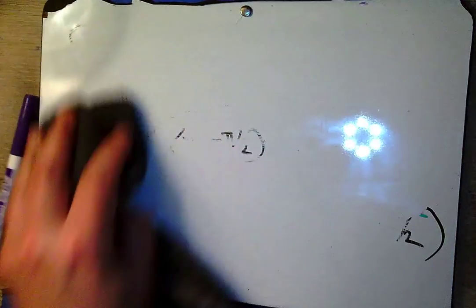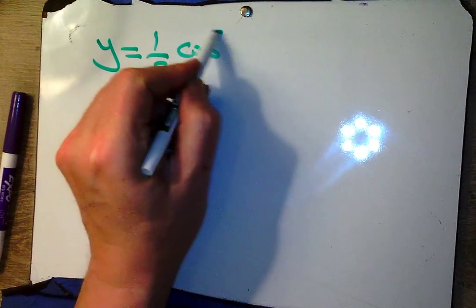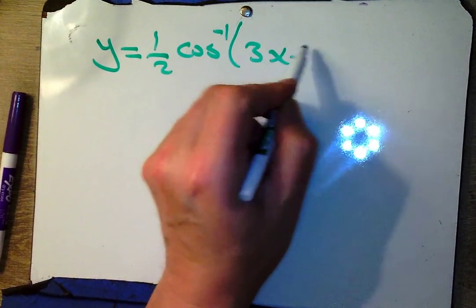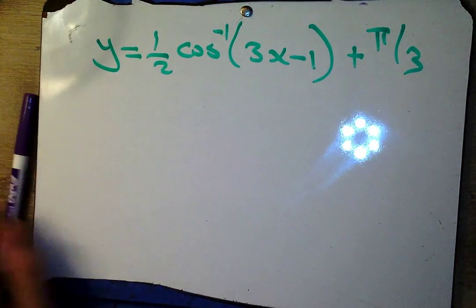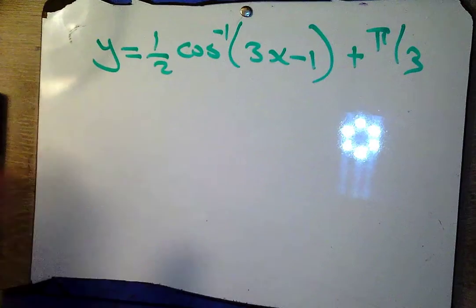All right. Okay. How about inverse cosine? Y equals 1/2 cosine inverse of 3x minus 1, plus pi over 3. Okay. Give this one a try. Come back when you're done.